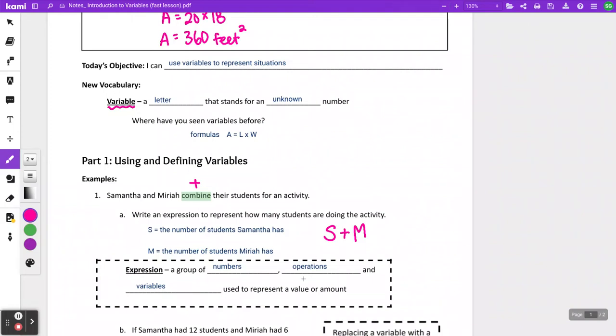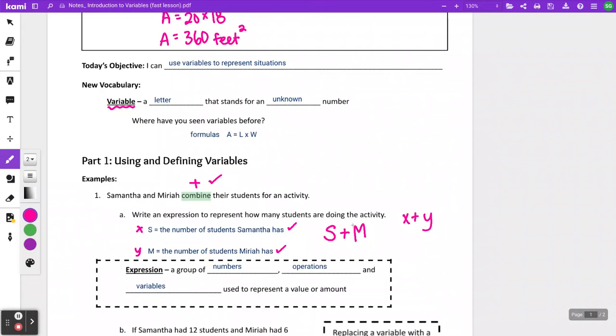Now, like I said, you could have different letters. So sometimes someone might choose X plus Y, where X is the number of students Samantha has and Y is the number of students Mariah has. X and Y are probably the most common variables you see in math, but it doesn't matter to me which letters you use, just as long as you have these descriptions here and you've got addition in your expression. So this is a good example of what we're doing in this lesson. We're reading through stories and using variables to help us represent them with expressions.